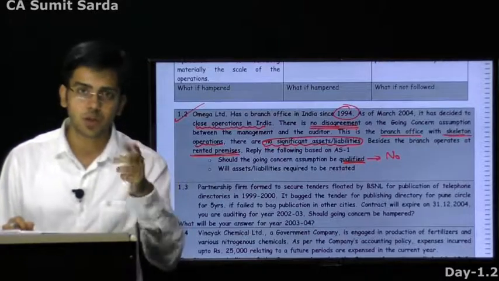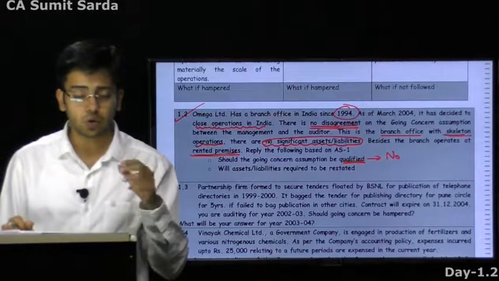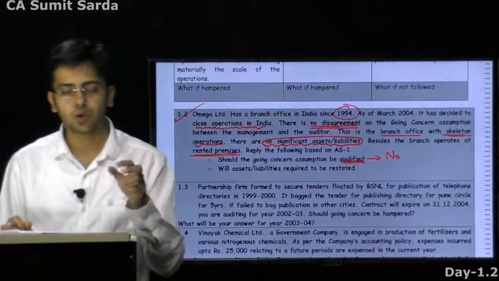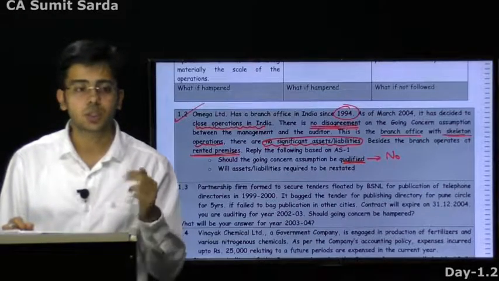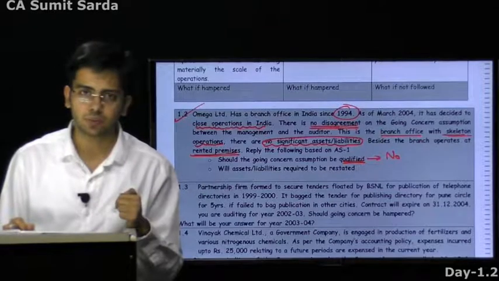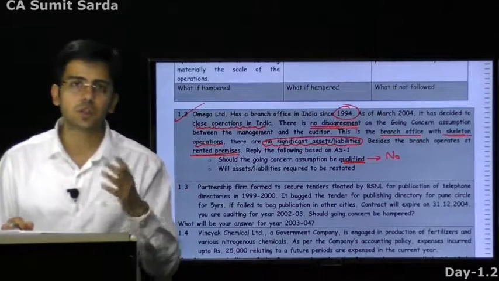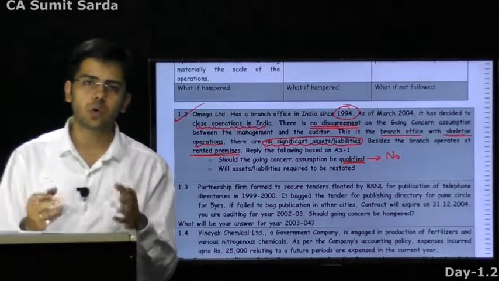When is a going concern hampered? You need to write. When do we qualify the report? The report is qualified by the auditor when there is disagreement of opinion between the management and the auditor. In the given question, there is no disagreement, hence no qualification is required.